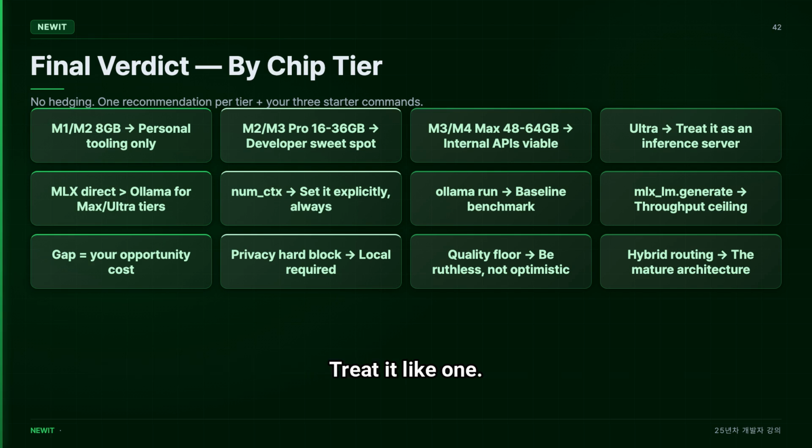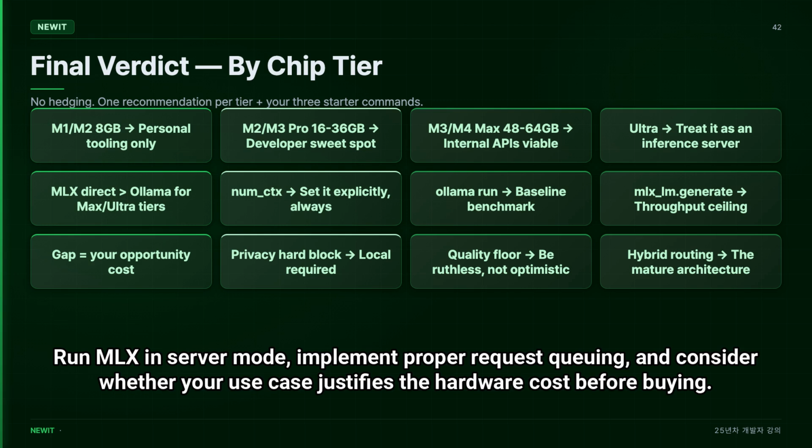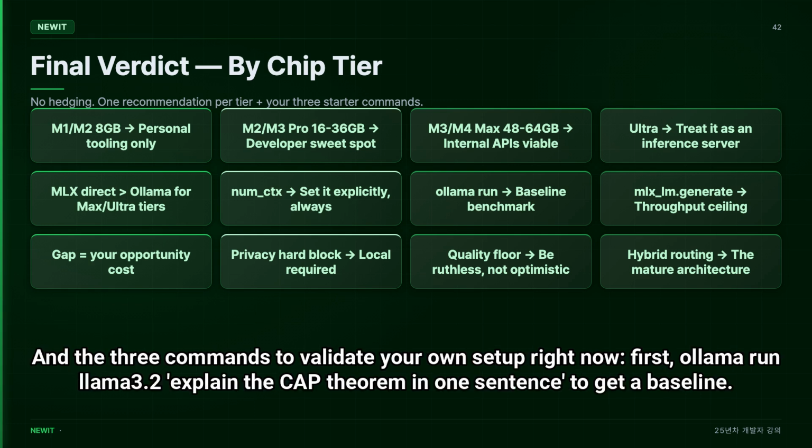M2 Ultra, M3 Ultra, and above: you have a local inference server. Treat it like one. Run MLX in server mode, implement proper request queuing, and consider whether your use case justifies the hardware cost before buying.